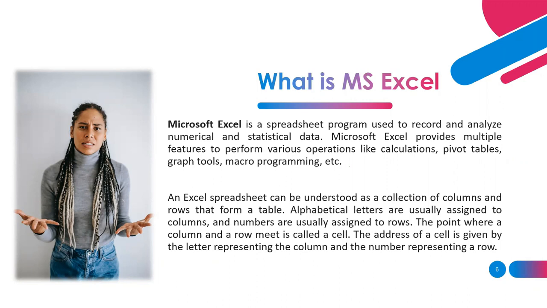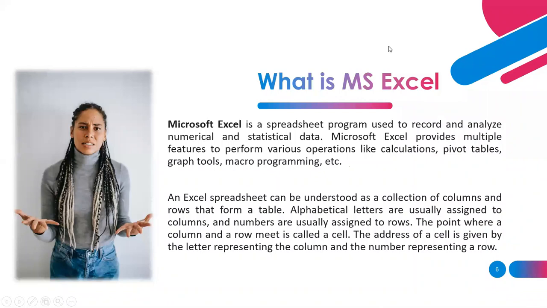An Excel spreadsheet can be understood as a collection of columns and rows that forms a table. If you see here, alphabetical letters are usually assigned to columns, and numbers are usually assigned to rows. The point where a row and column meet is called a cell. The address of a cell is given by the letter representing the column and the number representing the row.